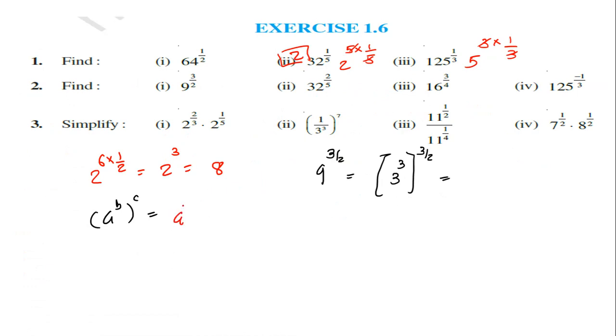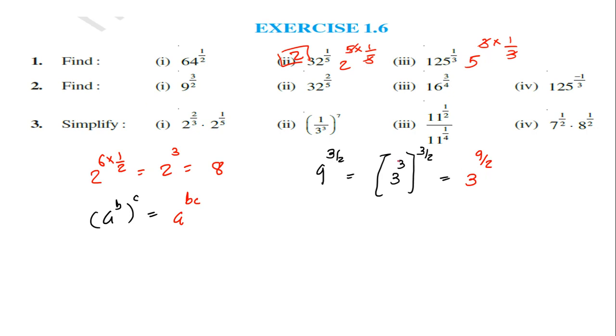Yeah, so that is a raised to bc. Okay, so here 3 raised to 3, and it's 3 by 2 power. So 3 raised to 3, 3 is 9, 9 by 2 power.